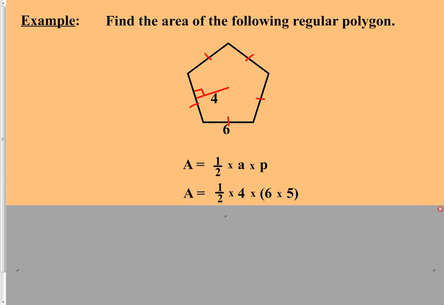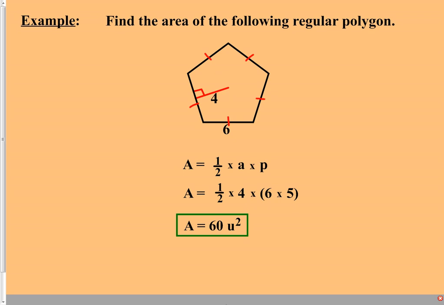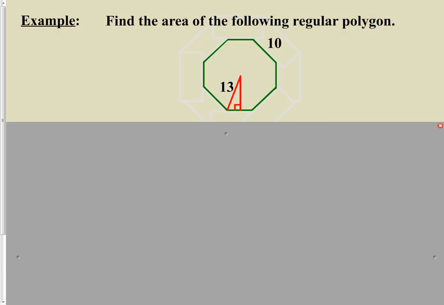So plugging into the formula, here's what we have. 1/2 is part of the formula, so it's still there. The apothem is 4, so we plug it in, and the perimeter is 6 units on each side times 5 total side lengths. It's just a big pile of multiplication from right there. We've got 6 times 5 out there. That's 30 times 4 is 120, and half of 120 is 60. 60 square units. Now that's not so difficult. Okay, but let's take a look at one that may not be so polite with us.